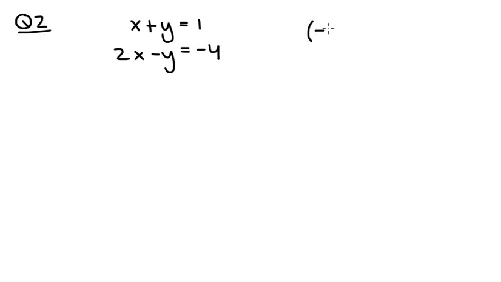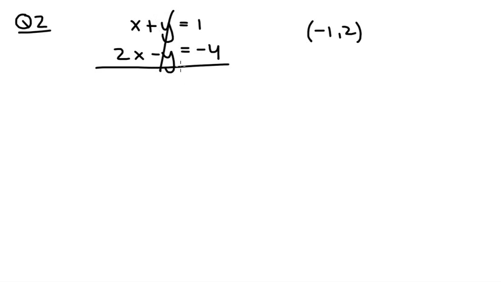So moving on to question 2. Question 2 says that we need to show that the point of intersection of x plus y equals 1 and 2x minus y equals minus 4 is equal to (minus 1, 2). So it's just the same kind of thing, except it's a different way of asking it. So we need to show the point of intersection is (minus 1, 2). So again, all we have to do is solve them simultaneously and show that we get x equals minus 1 and y equals 2.